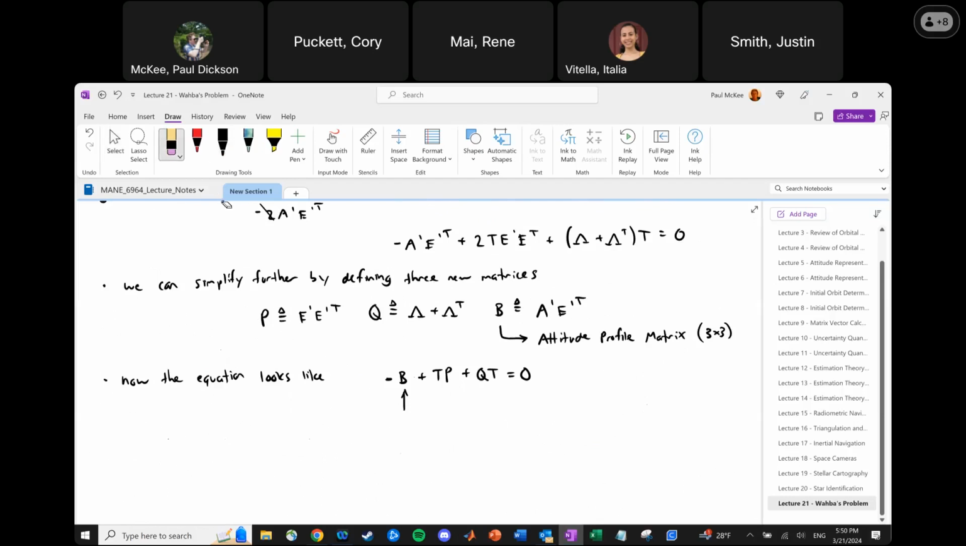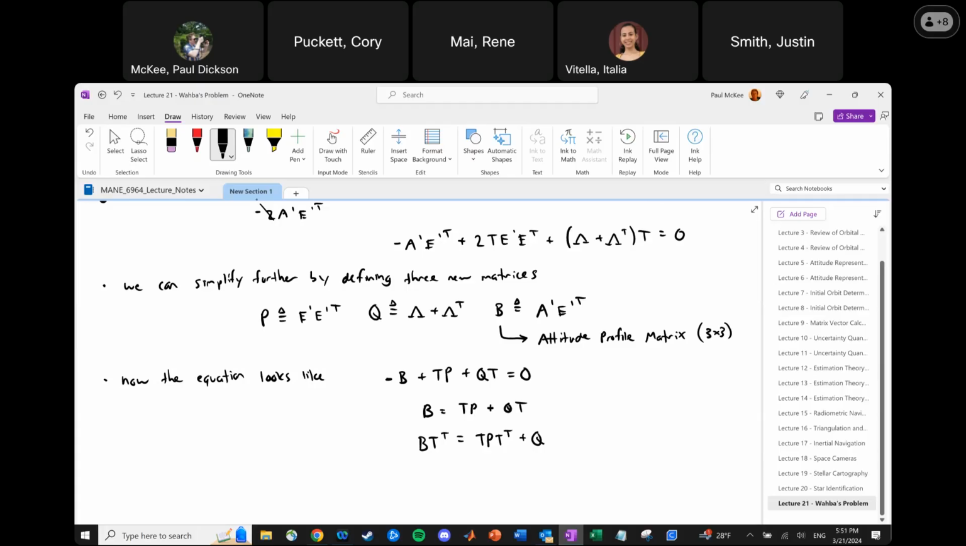First, I'm going to move B over to the other side of the equal sign. So I'm going to say B, actually everything else moves and then the minus signs switch around. So B is equal to T, P plus QT. And then what we're going to do is we're going to get Q on its own. So we're going to multiply everybody by T transpose, right? So BT transpose is TP T transpose plus Q, and then T times T transpose is the identity matrix.